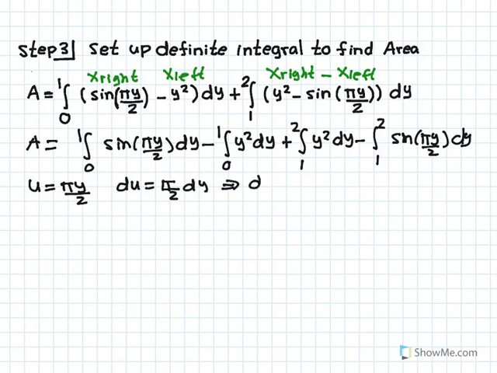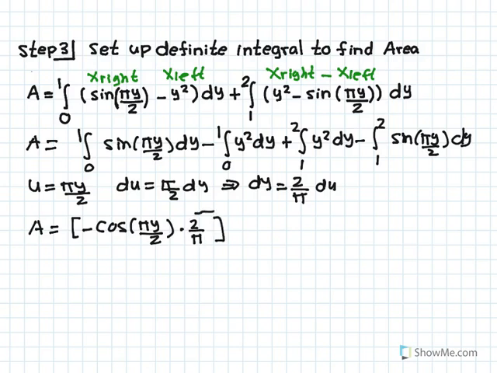Solve for dy and we get dy is equal to 2 over pi du. So the first integral, the integral of sine of pi y over 2, is going to be minus cos of pi y over 2, and we divide by the derivative. We're basically reversing the chain rule, so that's essentially dividing by pi over 2, which is the same as multiplying by 2 over pi. And this 2 over pi comes from the u substitution, from the fact that dy is 2 over pi du. And this is integrated from 0 to 1, so evaluated, I should say, from 0 to 1 minus.